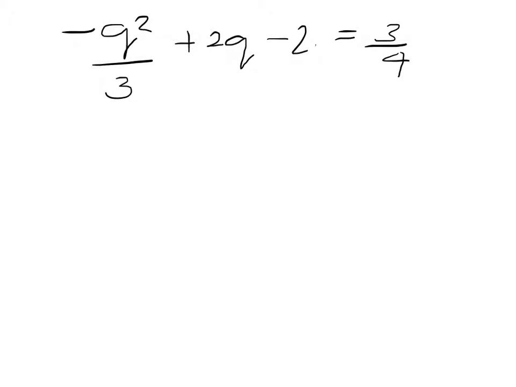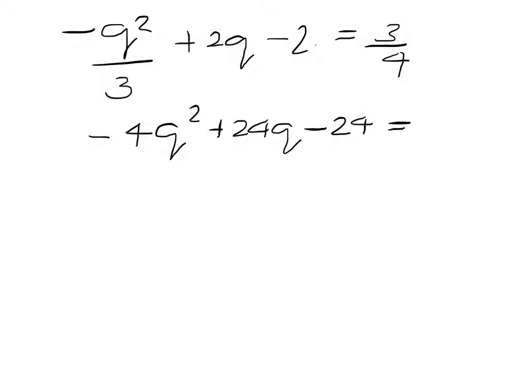To eliminate the 3 and the 4, I multiply through by 12. Minus 12q squared over 3 will give me minus 12 over 3, which is minus 4, so minus 4q squared. 12 times 2q will be plus 24q, minus 24, and then 12 over 4 will be 3, 3 3s are 9, equals 9. So I've times-ed through by 12, since 3 times 4 is 12.